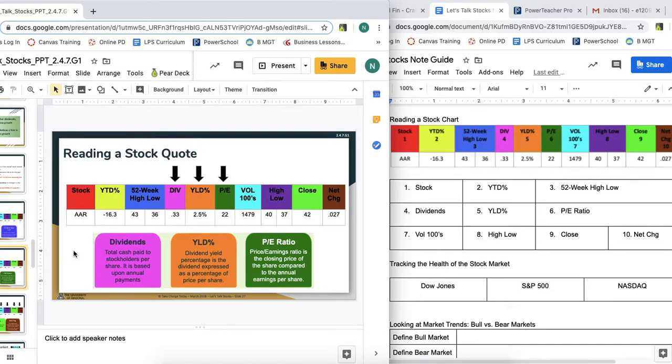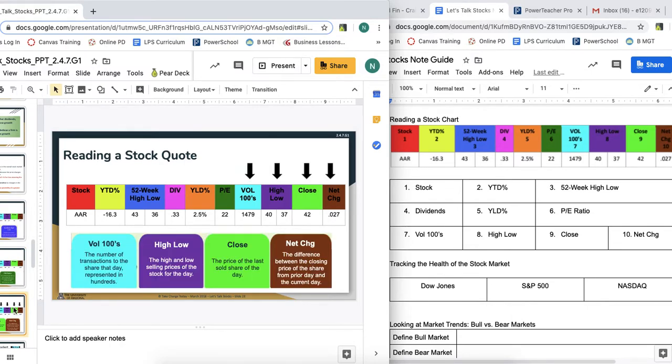Next, we have the PE ratio, which we just learned how to calculate. So the price earnings ratio is the closing price of the share compared to the annual earning price per share. And then the last four are going to be the Vol 100. So this is going to be the number of transactions to the share that day, represented in hundreds. So how many transactions has the share made in that day?